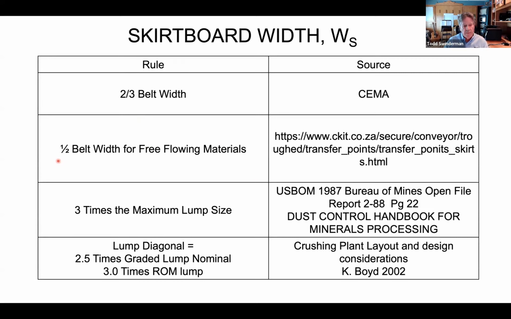practices, rules of thumb, if you will, out there, down to half the belt width for really free-flowing materials, like finished cement, flows like water when it gets aerated. There's another one, 3 times the maximum lump size. Well, then that begs the question, what is your lump size?